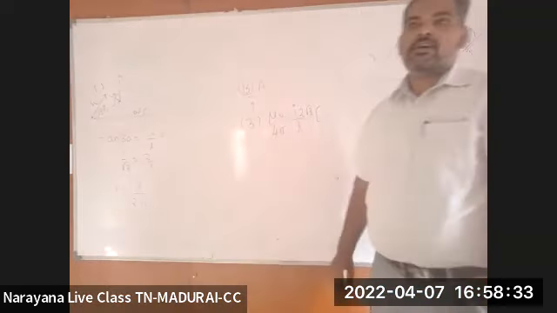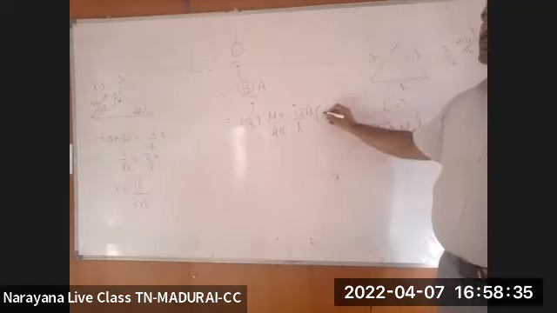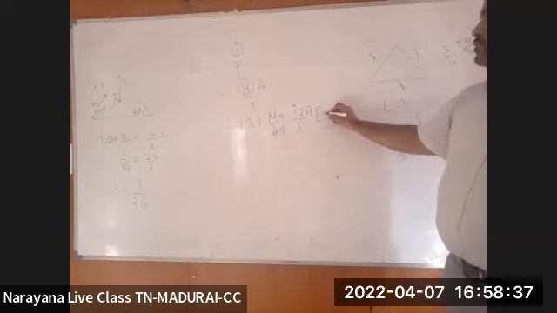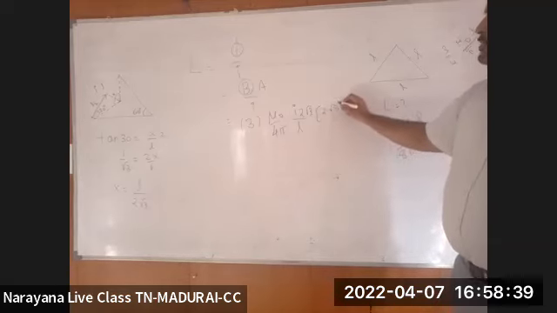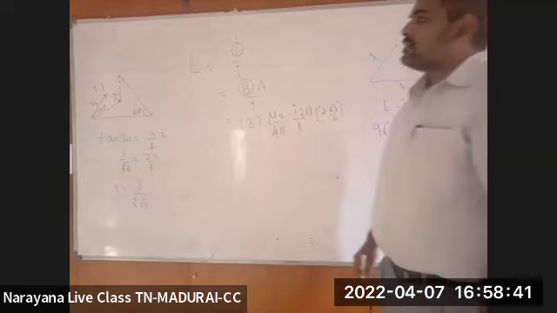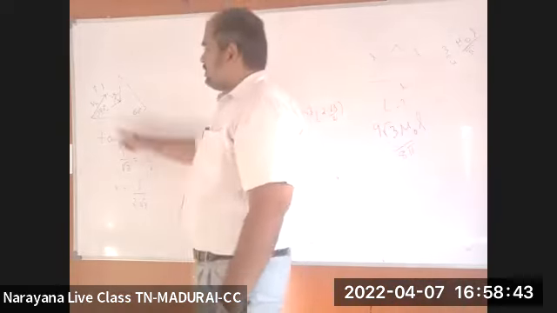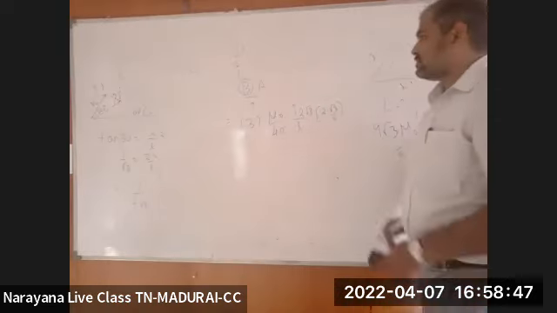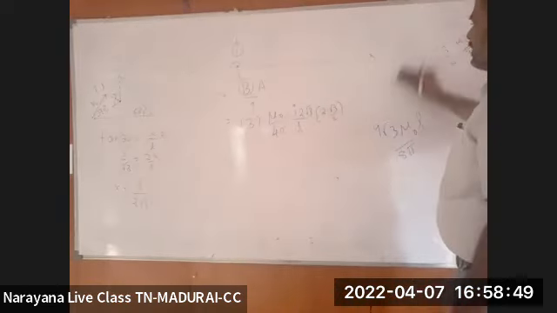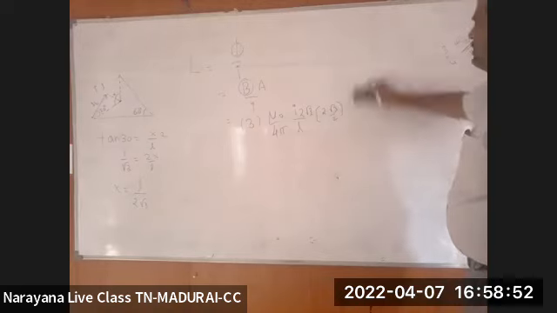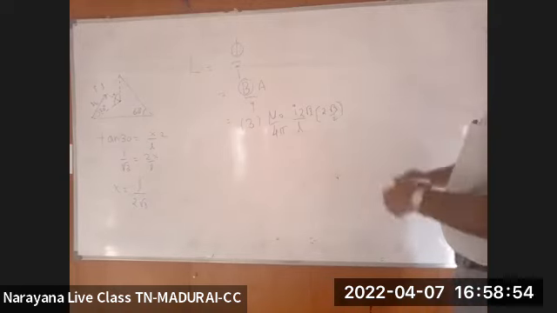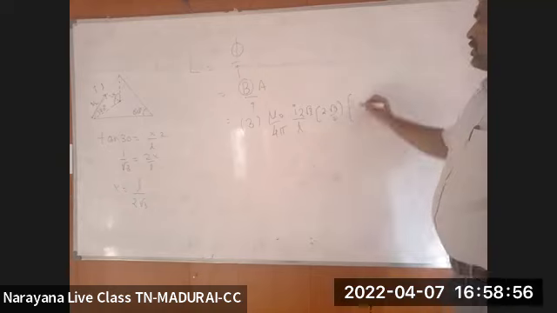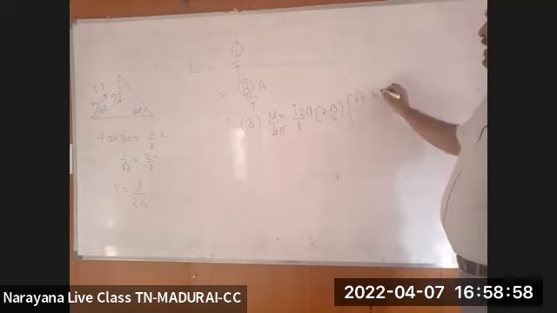Yes or no? Sin 60 means root 3 by 2 plus root 3 by 2, how much? 2 into root 3 by 2, and into area of the triangle, how much? Half into base into height. What is the base? Very good. Root 3 into L square by 4.